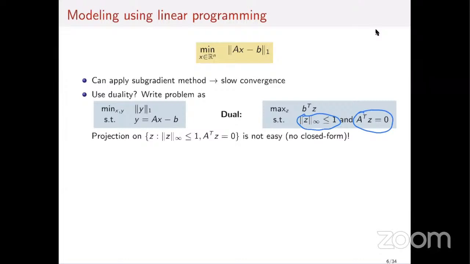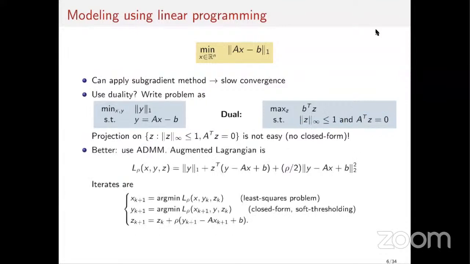So what you can do: yesterday I very briefly talked about ADMM, and I said it's also a method based on duality and on the augmented Lagrangian. In this case, it turns out you can do it, and it has a simple expression. If you write the augmented Lagrangian, like I showed at the end of yesterday's lecture, and you write down the iterations of ADMM, you can see that the iteration on x is going to be a least squares problem. That corresponds to inverting a matrix, solving a linear system.